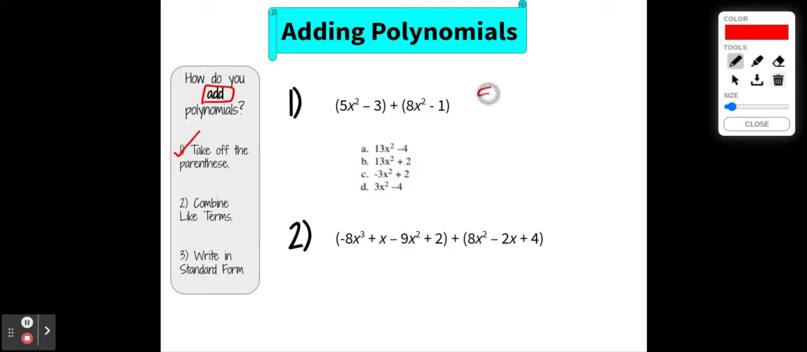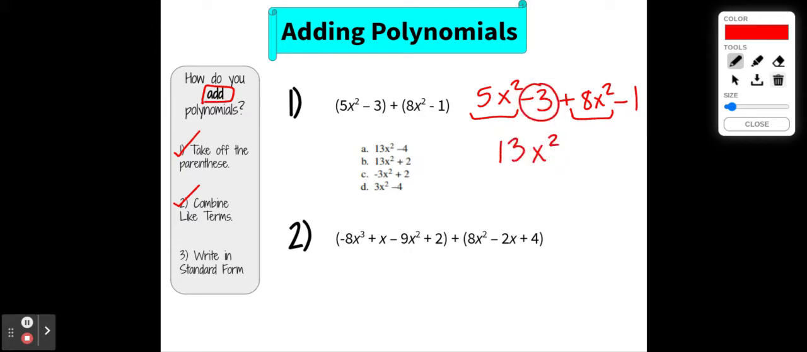So if I look at the expression with the parentheses taken off, it would look like this. And then it becomes very familiar because this is the same thing as combining like terms. So if I take a look at this term and this term, they're like each other. They can be combined together. It says 5x squared plus 8x squared, which would be 13x squared. And then if you look at the minus 3 and the minus 1, you can combine those together. Negative 3 minus 1 would be negative 4.